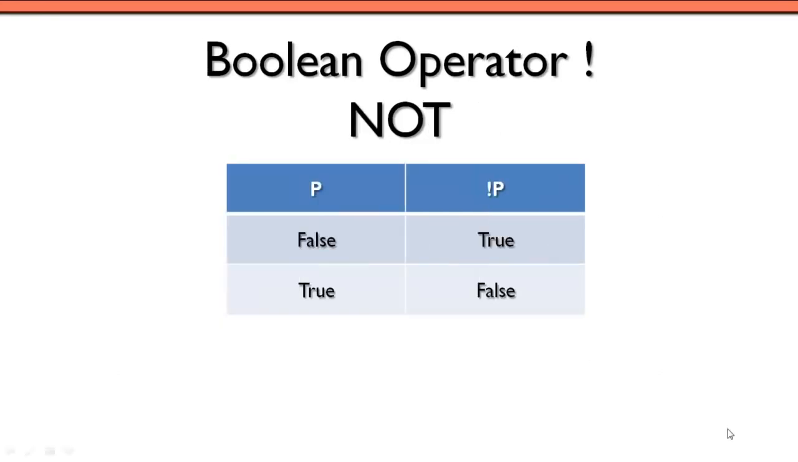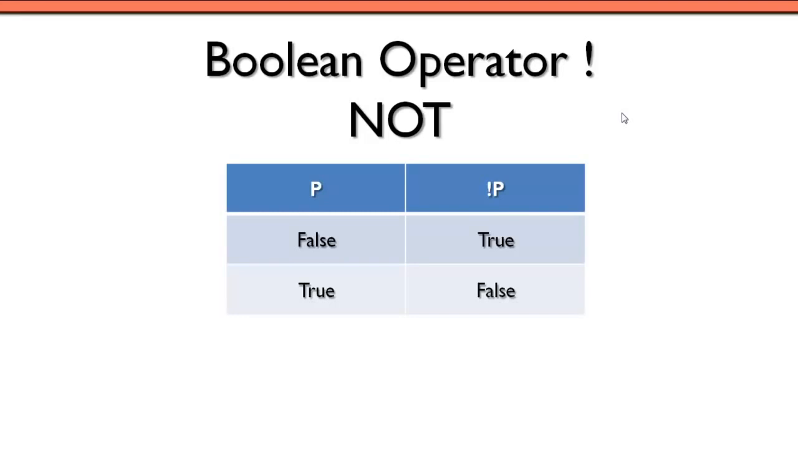Okay, so the last Boolean operator that we're going to look at is the not operator. So the not operator is just simply the exclamation point. And the not operator is different from the other Boolean operators in that it is a unary operator, meaning it only works on one operand, whereas the other Boolean operators were binary operators, so they worked on two operands. And the not operator is real simple. It basically says whatever our Boolean expression is, we want to flip it. So if P is false, not P would be true. If P was true, not P would be false.